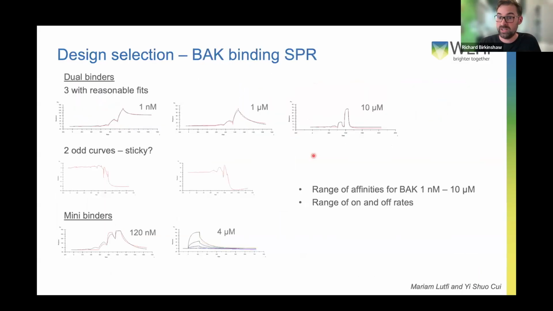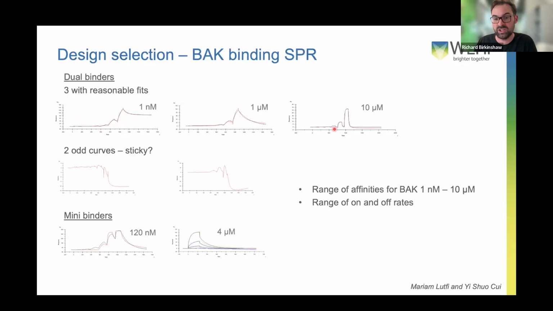Despite this, we went on to try and characterize their binding. Here I'm showing SPR traces using predominantly single cycle kinetics. In SPR, we're looking at response changes upon binding of the design protein in solution to a BAC immobilized on the sensor surface. And as you can see, as you titrate in higher concentrations, there are these characteristic increases in response due to the dual binders, in this case, selectively binding to BAC.